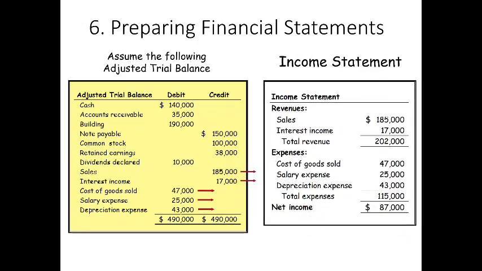So here's your income statement. Sales, interest income, those are types of revenue. Expenses are cost of goods sold, salaries expense, and depreciation expense. Net income of $87,000.